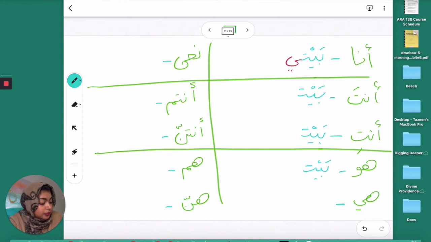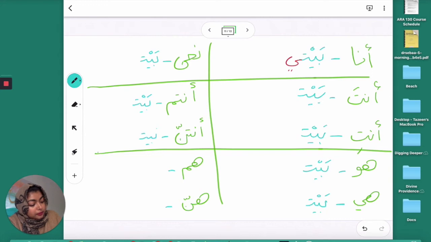So what I'm doing here is I'm simply writing the word bait with the ta open because we're going to be attaching the pronoun to the end. Just to make it easier for the colors. For all of these, we want to take the word bait and attach the pronoun. So baiti, my house.